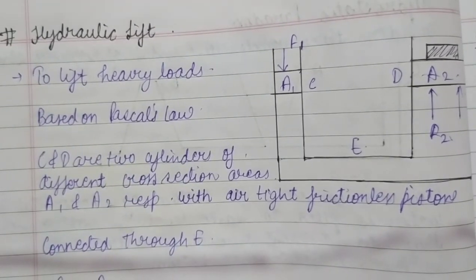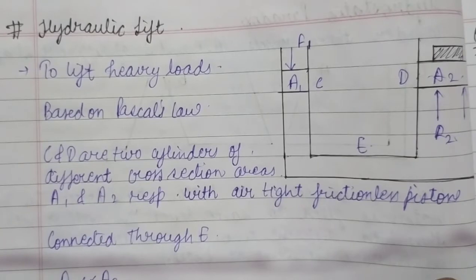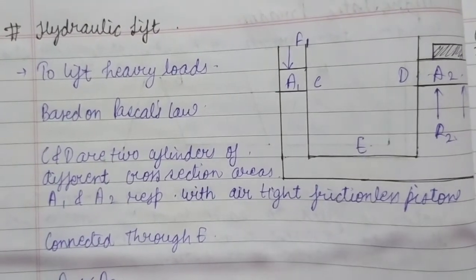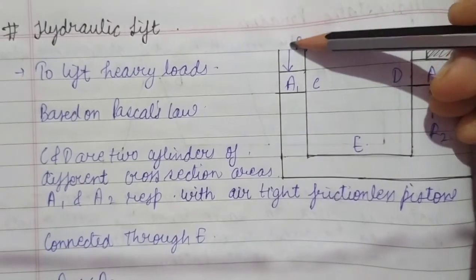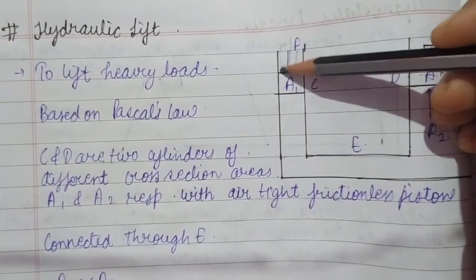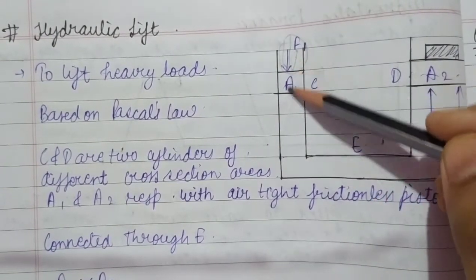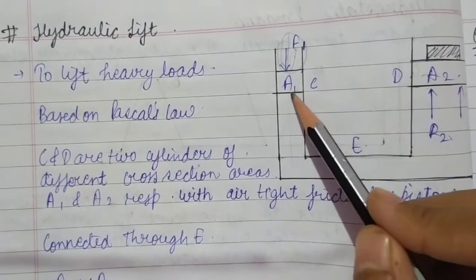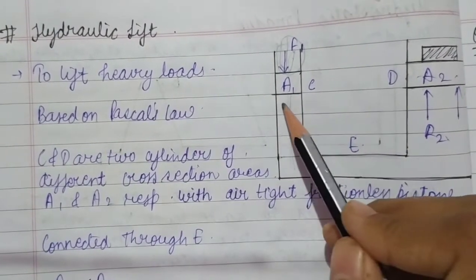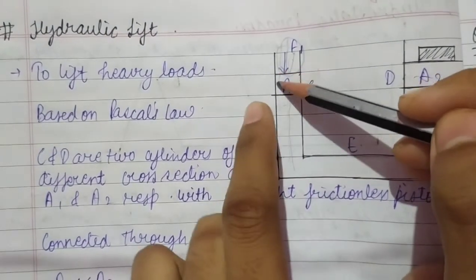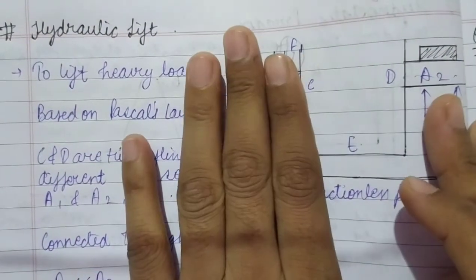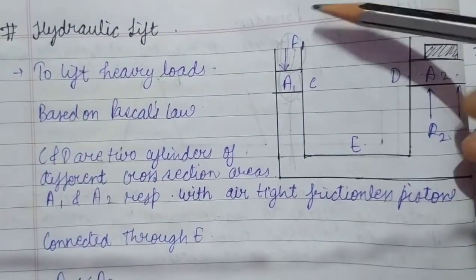To lift heavy objects we need this kind of lift, hydraulic lifts. Basically these lifts are based on the principle of pressure applied on one side, and this pressure is transmitted through the liquid. See, this is a tube and it has liquid inside.